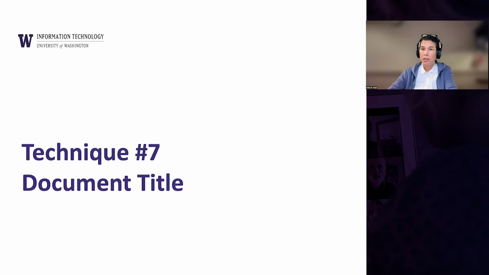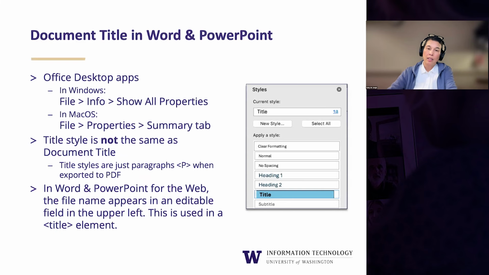Technique number 7, document title. So to meet accessibility requirements, every document needs to have a proper document title. And the steps to add them are a little bit different depending upon if you're on the desktop client and if you're in Windows or Mac. So we've tried to put the steps here on this slide. So I'm going to go over them really briefly.